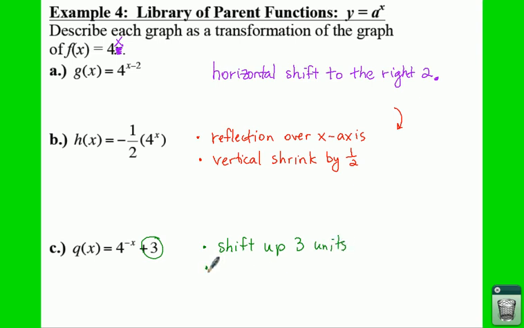And then you have a negative. Well, that negative means that the graph is going to be reflecting. Now it's with the x, so it's different than a negative out front. This is going to be your reflection over the y-axis.